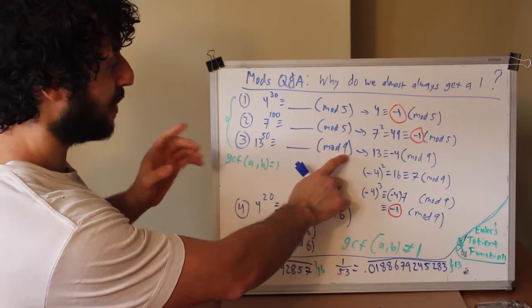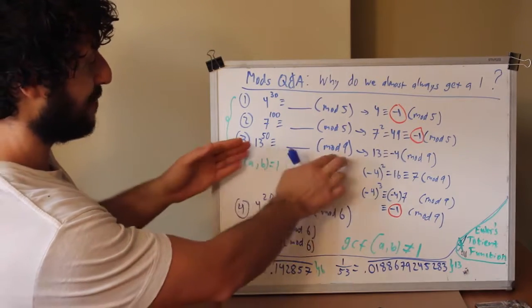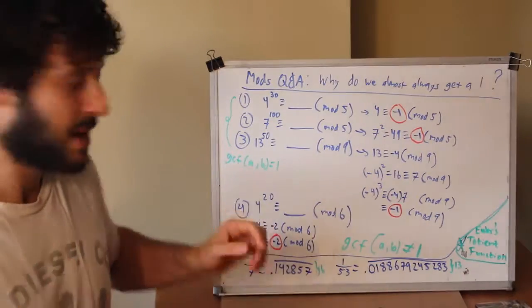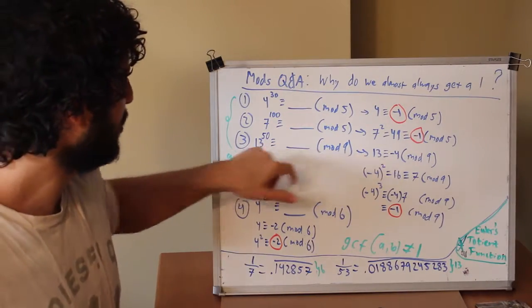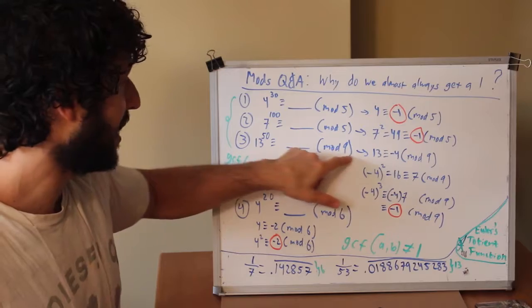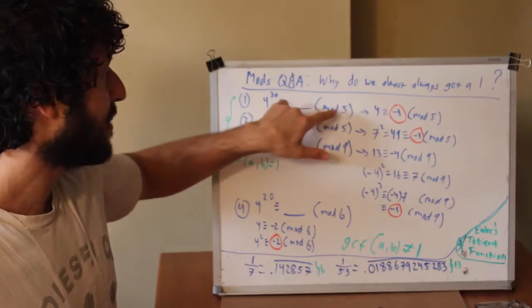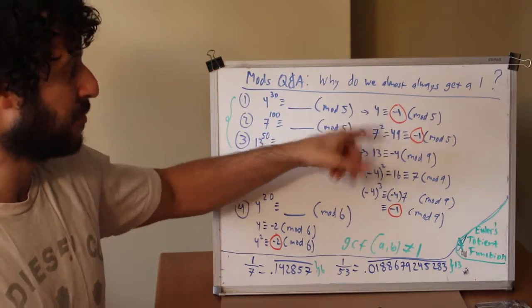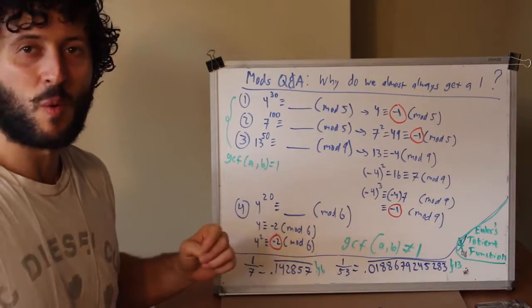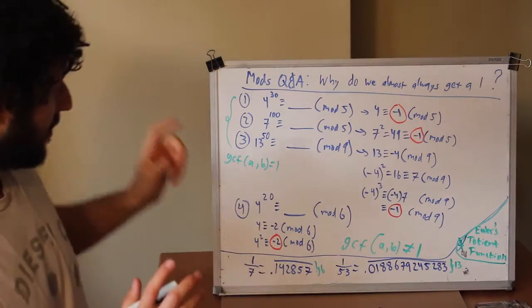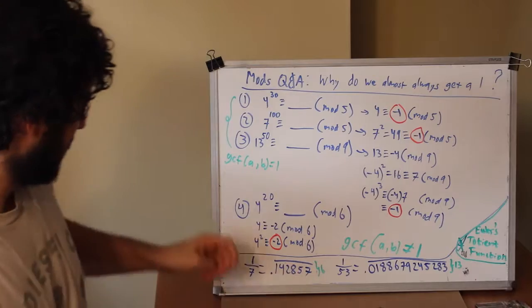9 is not a prime number, but it's prime relative to 13 because they have nothing in common. So, in cases where these two numbers, the base here and the mod, are relatively prime, we will eventually get -1s or 1s. Now, why is that? That's a more interesting story.